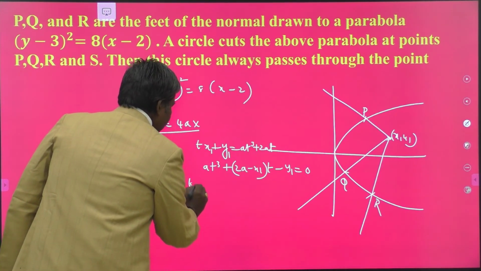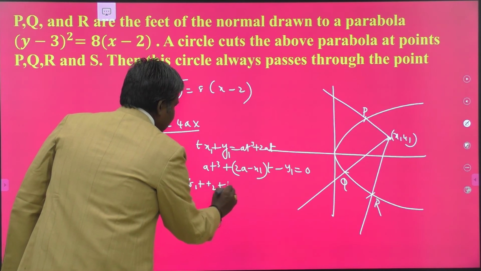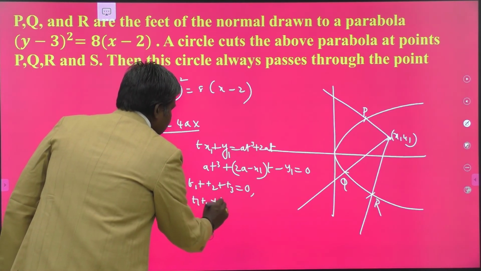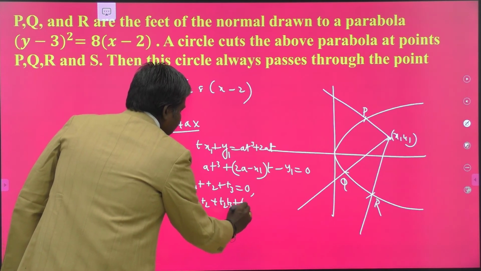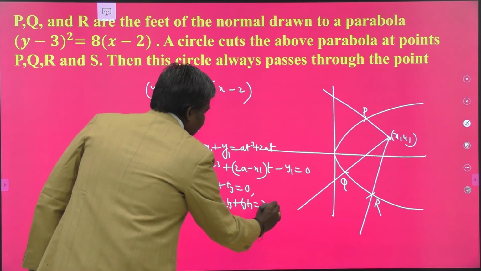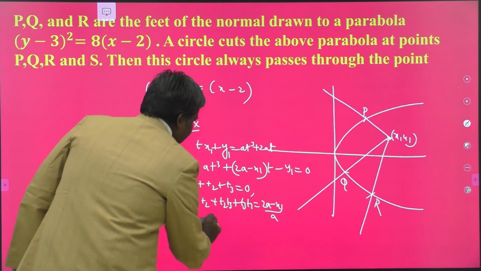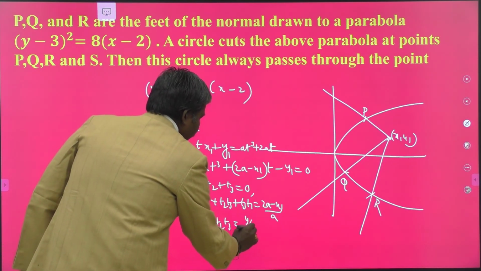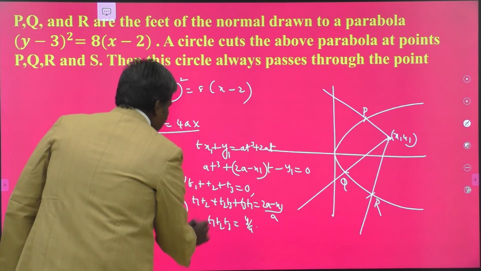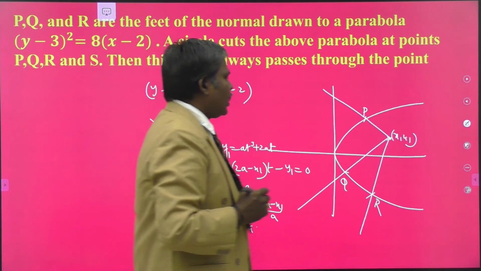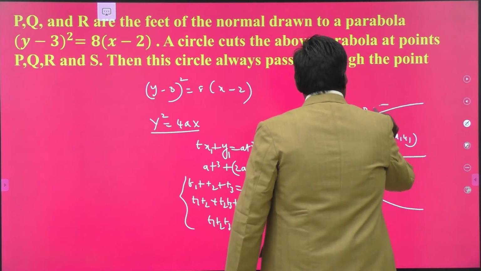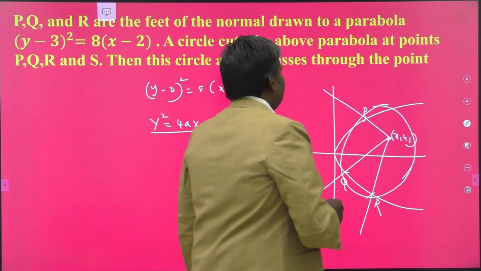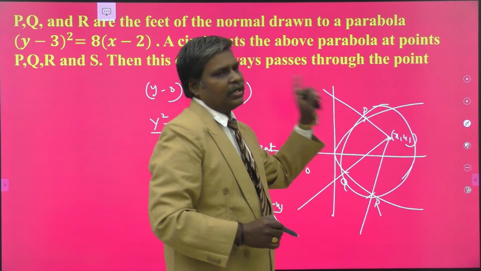So the sum of the slopes t1 plus t2 plus t3 is always 0. t1 t2 plus t2 t3 plus t3 t1 is equal to (2a minus x1) by a. The product of the slopes t1 t2 t3 is equal to y1 by a. All of you know the three conditions. Now, one circle passes through P, Q, R and another point S also. That must be passing through what? That is the question.